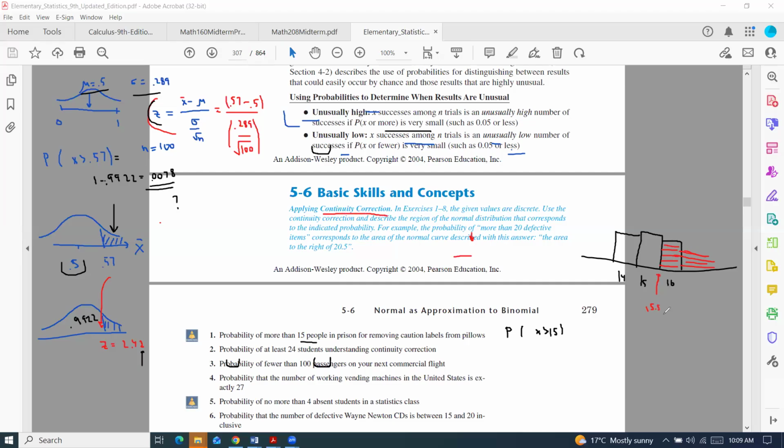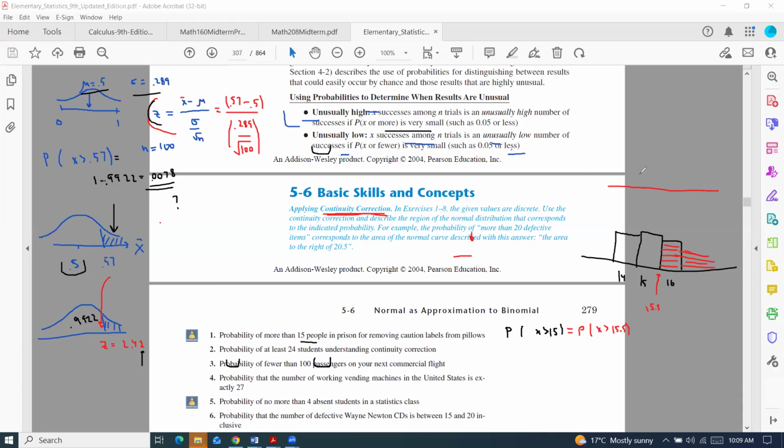So I need to always write this with 0.5 increment. So X needs to be more than 15.5. They actually spell this out. So 0.5 is supposed to be added. More means you need to move to the right by 0.5. So it's actually 15.5. Again, that's the definition of so-called continuity correction.